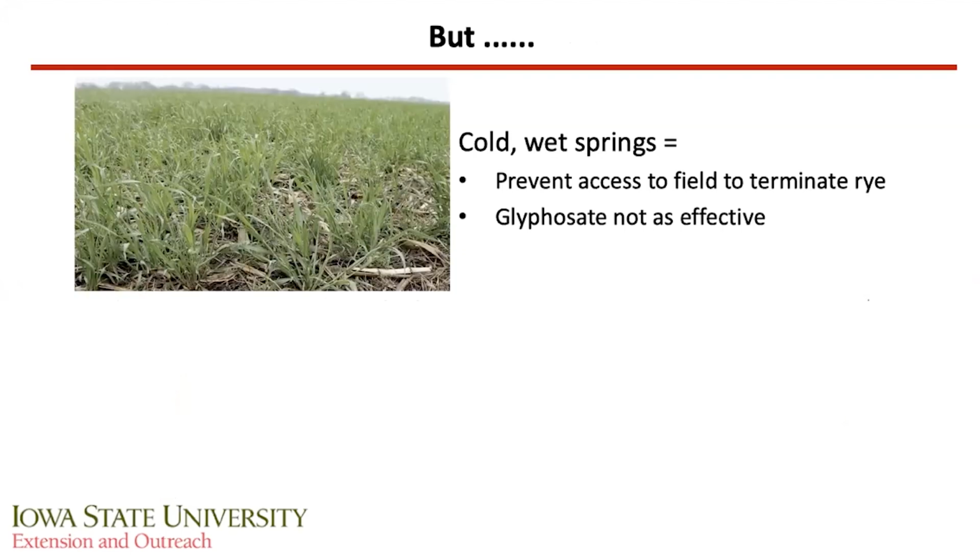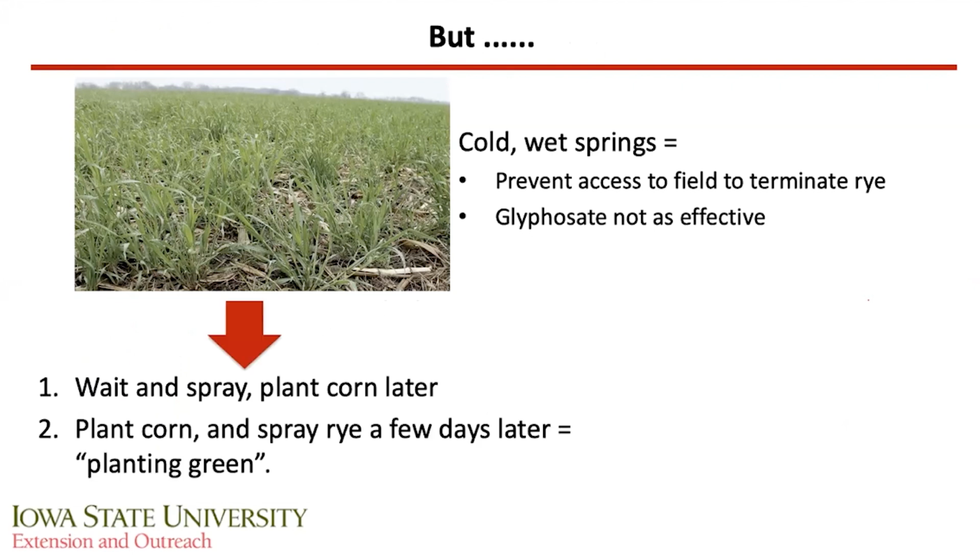But we have a problem, right? Because almost every year we get cold, wet springs. Okay. And the problem with cold, wet springs is that they prevent access to the field to terminate the rye. Okay. And then also when it's cold, the glyphosate's not effective. And so we can go out and spray, but we might not kill the rye. Okay. And so this leaves farmers with two options. One of them is that they can wait until things are warm and dried up and then spray the rye and then plant the corn, 10 days plus after terminating that rye.